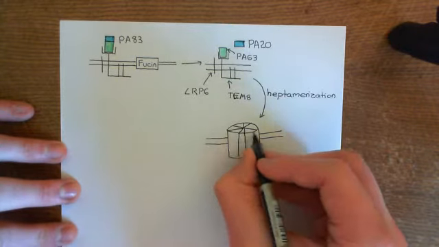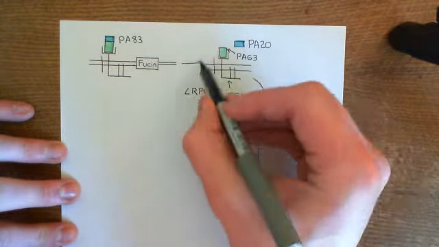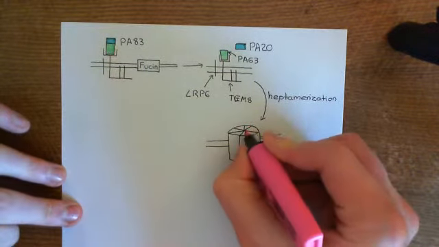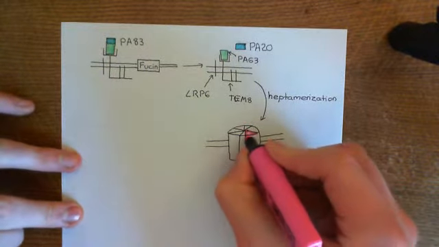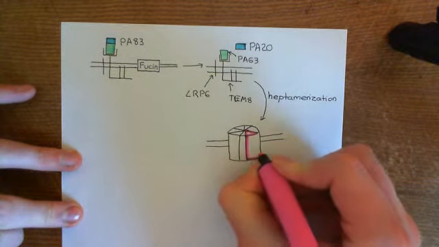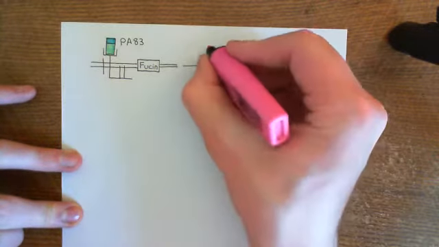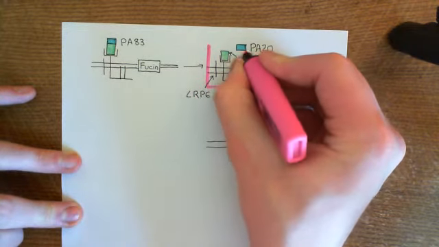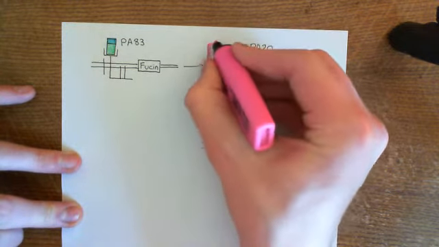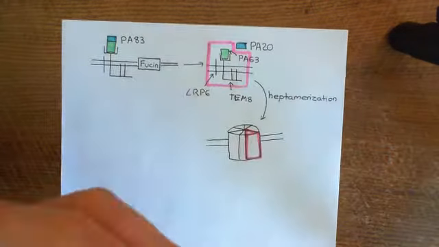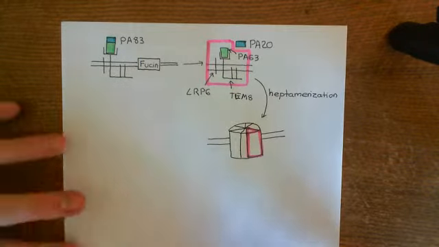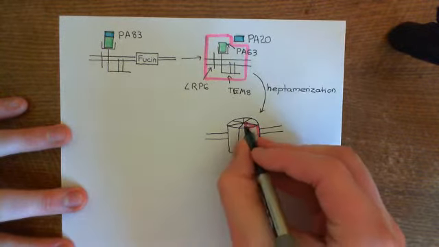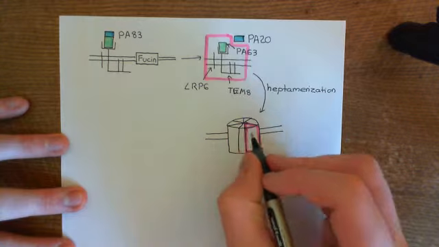So each one of these pieces is a whole one of these. Let me try and make this even more transparent. So one of these purple pieces here that I'm now outlining in purple, this represents all of this. Not the PA20, that's gone off. But the PA63 with the tumour endothelial marker 8 and the LRP6, all of that is together as 1/7 of this heptamer here now.